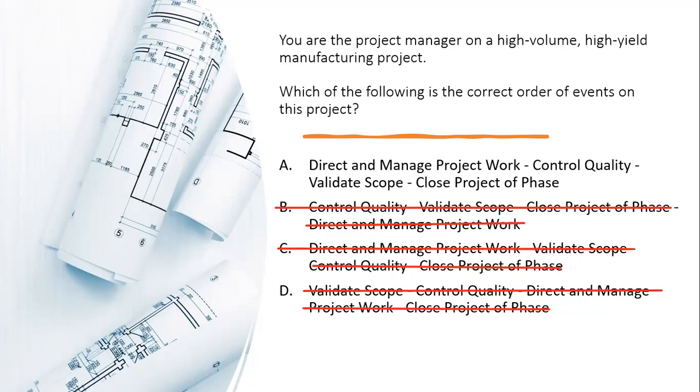And the correct answer should be: you first create the deliverable, that's direct and manage project work. Then the deliverable gets checked in control quality, and then the customer validates the scope. They check the deliverable themselves and they accept or reject it. Hopefully, they will accept, and then we go into close project or phase. So the best answer here is A.